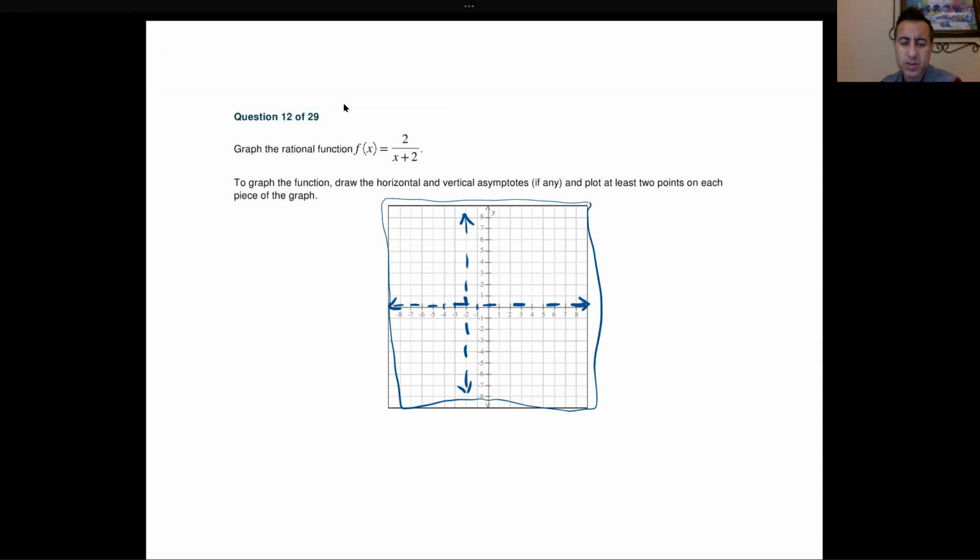All right. So let's go to the right side of the vertical asymptote here. And we're going to pick x equal -1. So if x equals -1, the input is -1. So it's 2 over -1 plus 2, which is 2 over 1, which is 2. So the point is -1, 2.